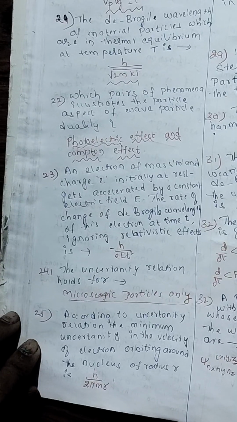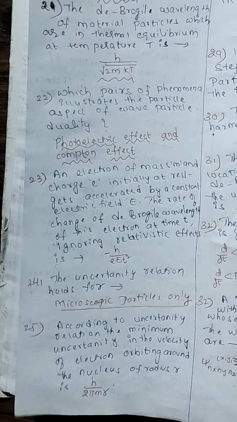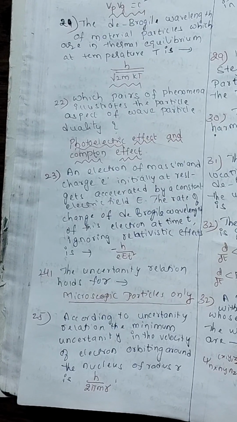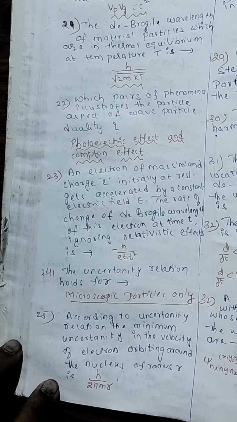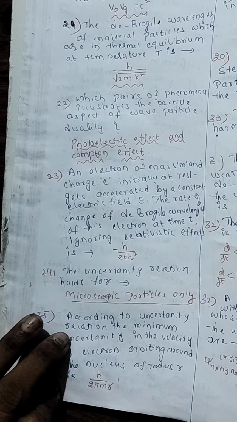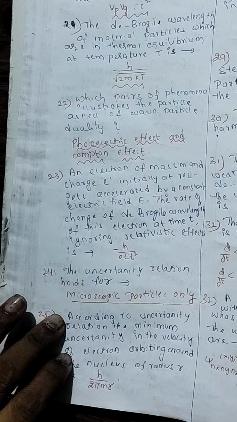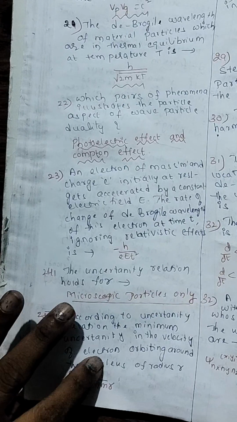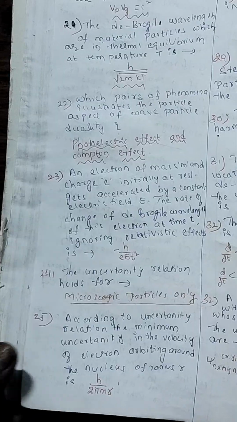According to the uncertainty relation, what is the minimum uncertainty in the velocity of an electron orbiting around the nucleus of radius r? According to the uncertainty relation, the uncertainty in velocity is h by 2 pi m r. Remember the formulas.